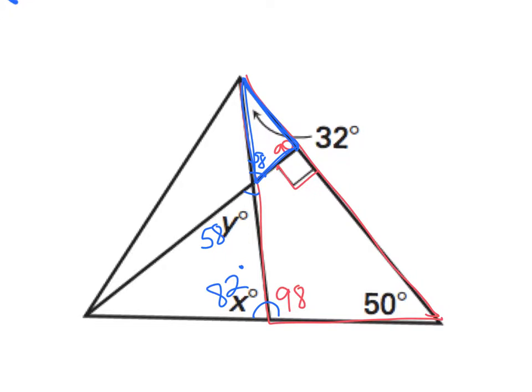Okay, you also could have used this triangle here, right? Once you had 50 and 90, add those together, 140, and you would have gotten that angle, and then added that to the 82 to get the 58. So you can do these a lot of different ways.